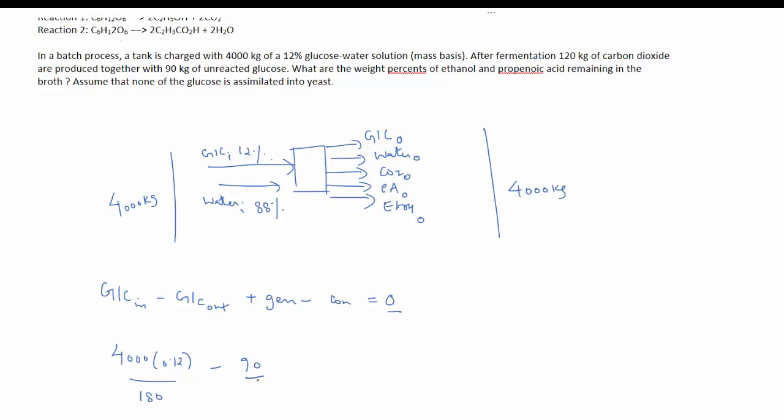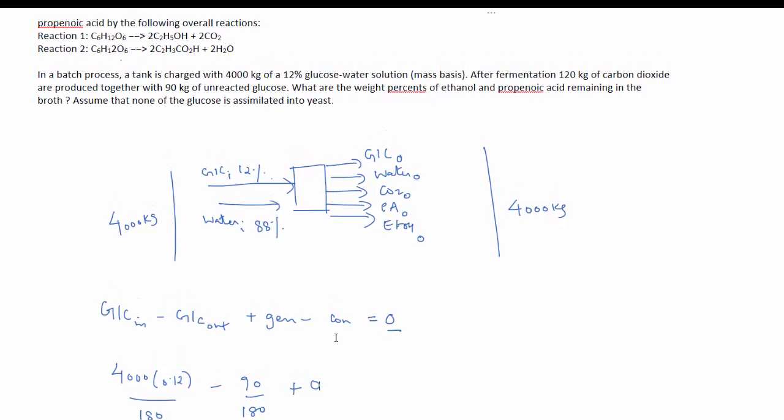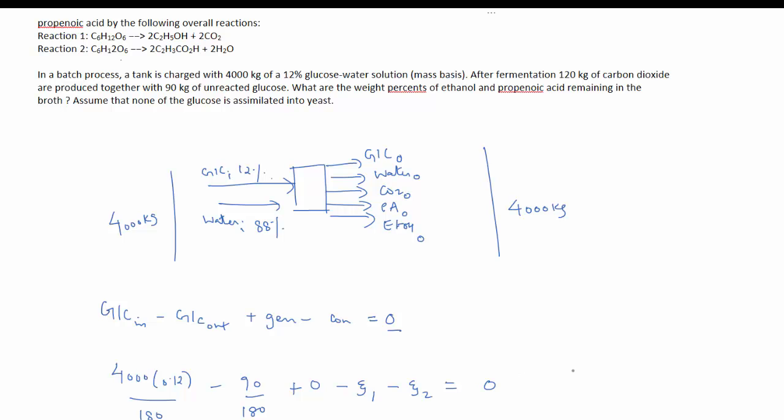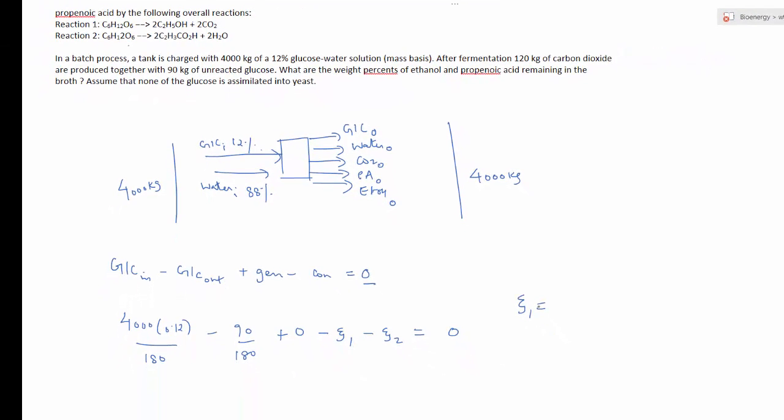The moles of glucose coming out is 90 kilograms, which is coming out, divided by the molar mass of glucose. Nothing is being generated in the reaction. No glucose has been generated, but it's been consumed via 2 different reactions. So let's call that Xi1 moles got reacted through the first reaction and Xi2 got reacted through the second reaction. So when you add them up, it has to be equal to 0. So if you do the calculation, you'll see that Xi1 plus Xi2 is going to be 2.17. So that's the first equation you've got.